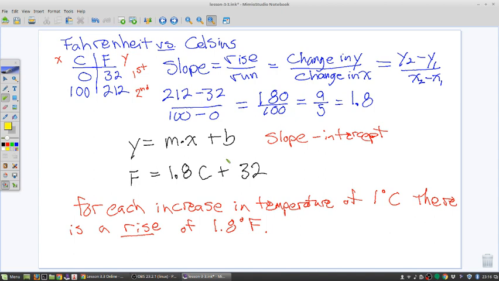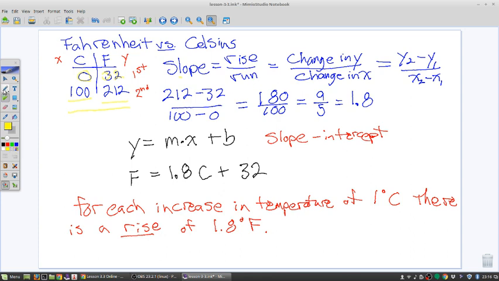Fahrenheit versus Celsius is a pretty good one. 0 degrees Celsius is the same as 32 degrees Fahrenheit. That's when water freezes at sea level, and then 100 degrees Celsius is 212 degrees Fahrenheit. That's when water boils at sea level. And if you're curious about what happens when you're above or below sea level, then take a physics class. It's awesome stuff. Again, slope is our rise over our run.